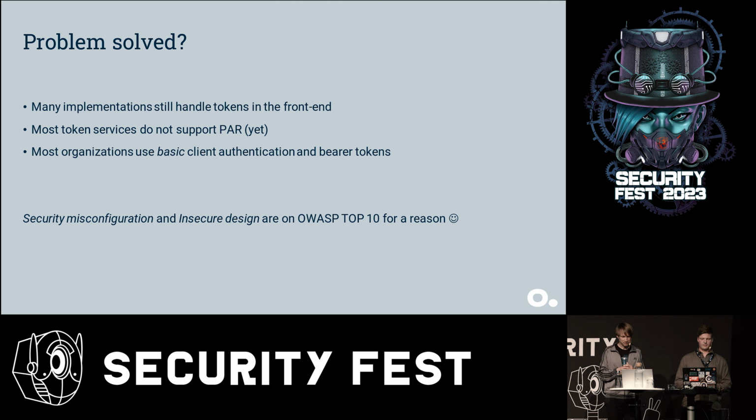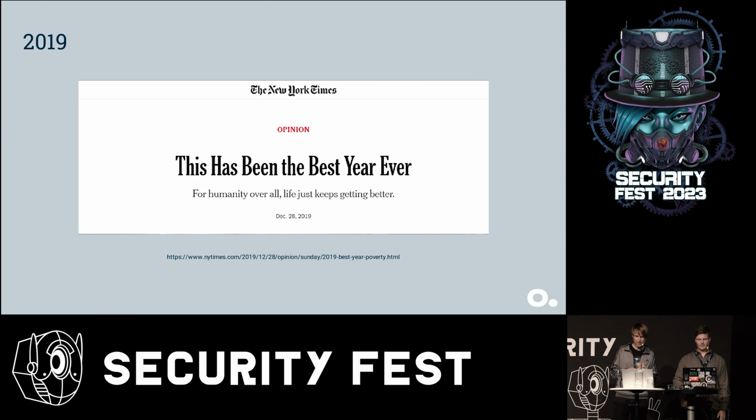So, remember 2019, before the pandemic, what did we do back then? Apparently it was the best year ever, at least according to the New York Times. But I wonder if that also covers OAuth2 best practices. So who hasn't updated their design and implementation since then? I mean, it's 4 years ago. So it's time for a demo, and we start with a little bit of context.